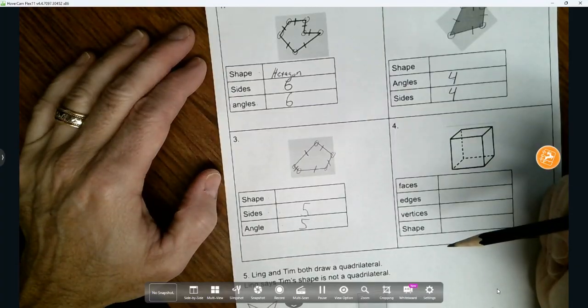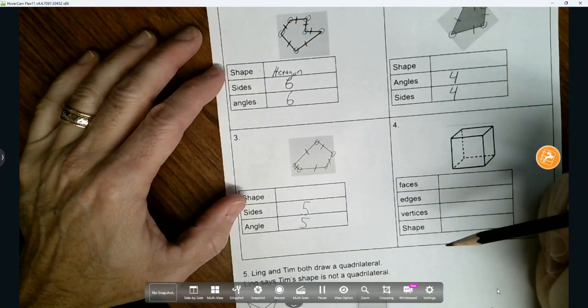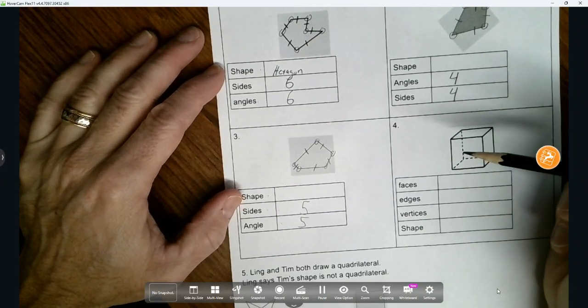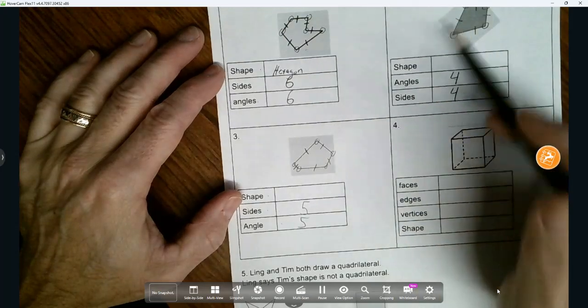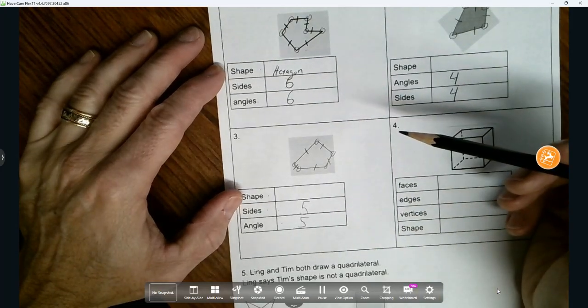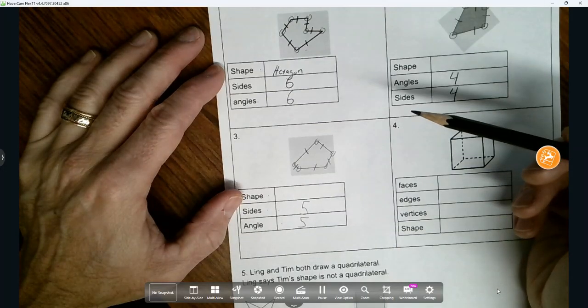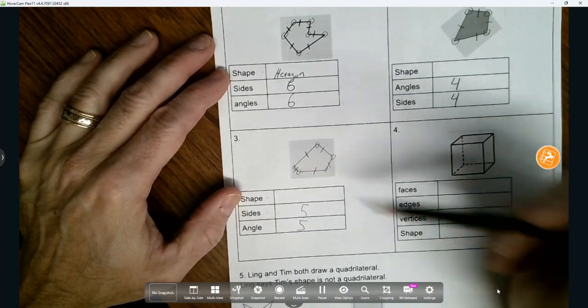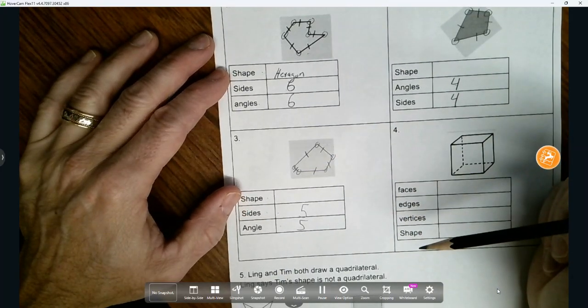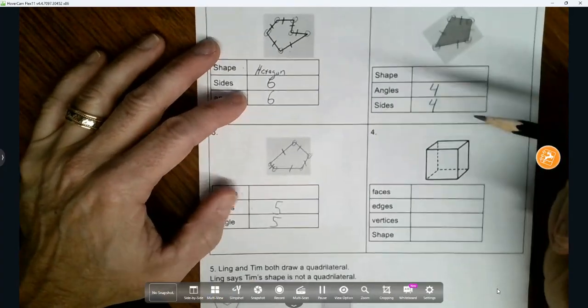It's not going to trick you when we have 2D shapes, because these are all 2D shapes. Our sides and angles have been the same so far. So I would say it's probably pretty safe to say our sides and angles are always going to be the same on 2D, two-dimensional shapes. All right? Find the name. 5 sides. What shape has 5 sides?